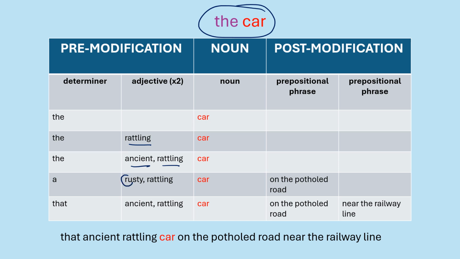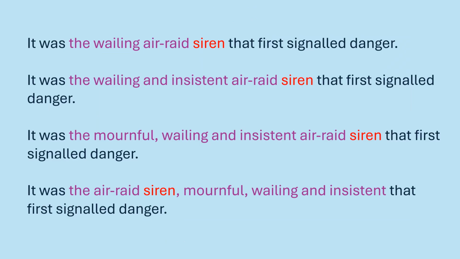And why that one's nice as you go through the process is you can see the repetition here. So you're starting to think of some alliteration, the sound of what you've got. You might like that. That ancient rattling car on the potholed road near the railway line. So much more expanded here. As we work through that process, you can play around with these until you've got the exact effect that feels best for you. So here's a process of evolution as we work through different ways of describing an air raid siren. So it was the wailing air raid siren that first signalled danger. It was the wailing and insistent air raid siren, so the adjectives pre-modifying.